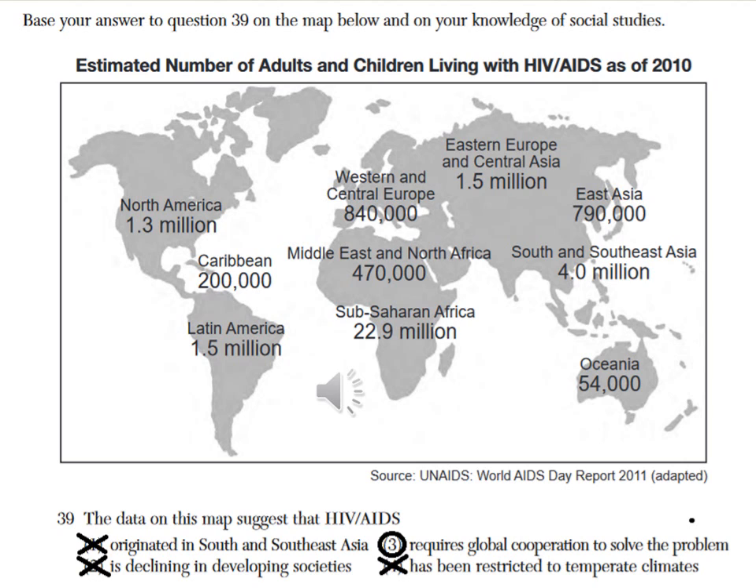Some regions suffer from it more than others. But if we are ever going to be able to solve this issue, we gotta cooperate. A single country cannot solve it by itself. It doesn't matter how much money, how much resources, how many scientists they have. The only way to solve it is with global cooperation. And of course you have question number 4, which is also wrong. Has been restricted to temperate climates. 3. Now we gotta cooperate to solve this problem.